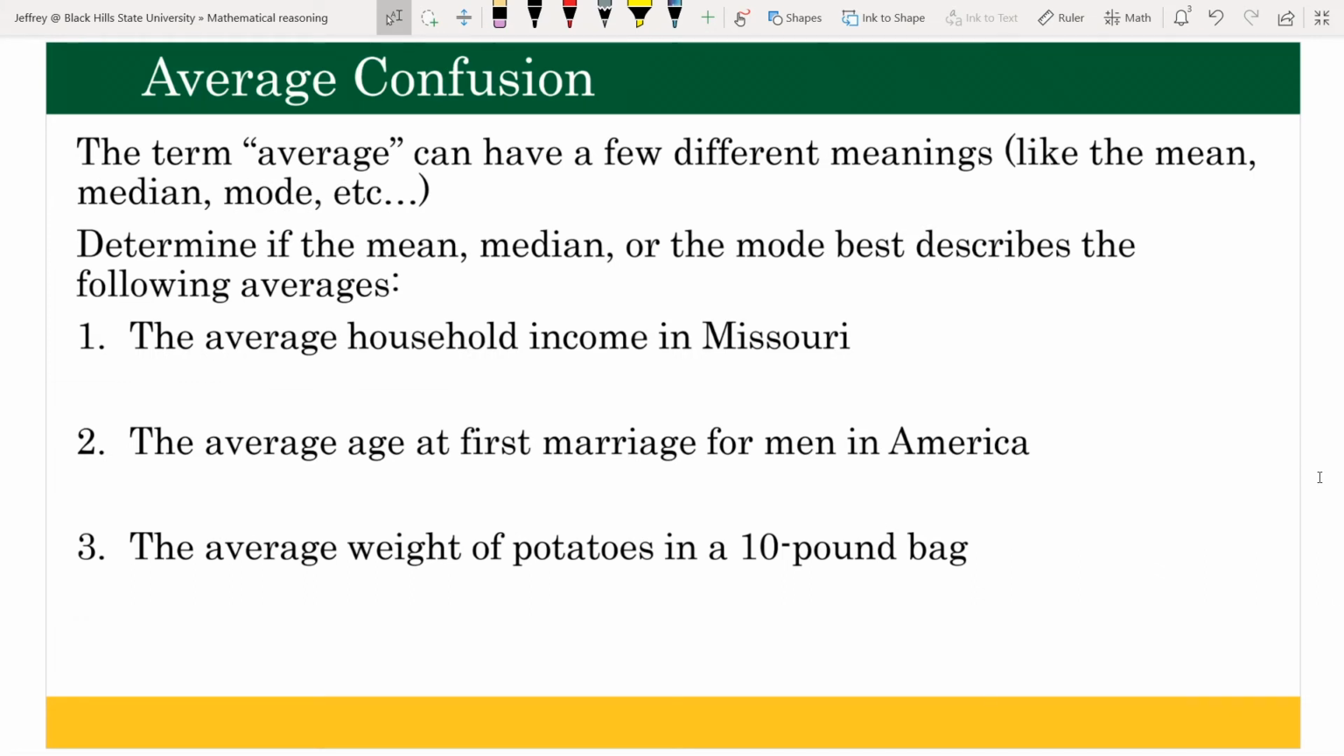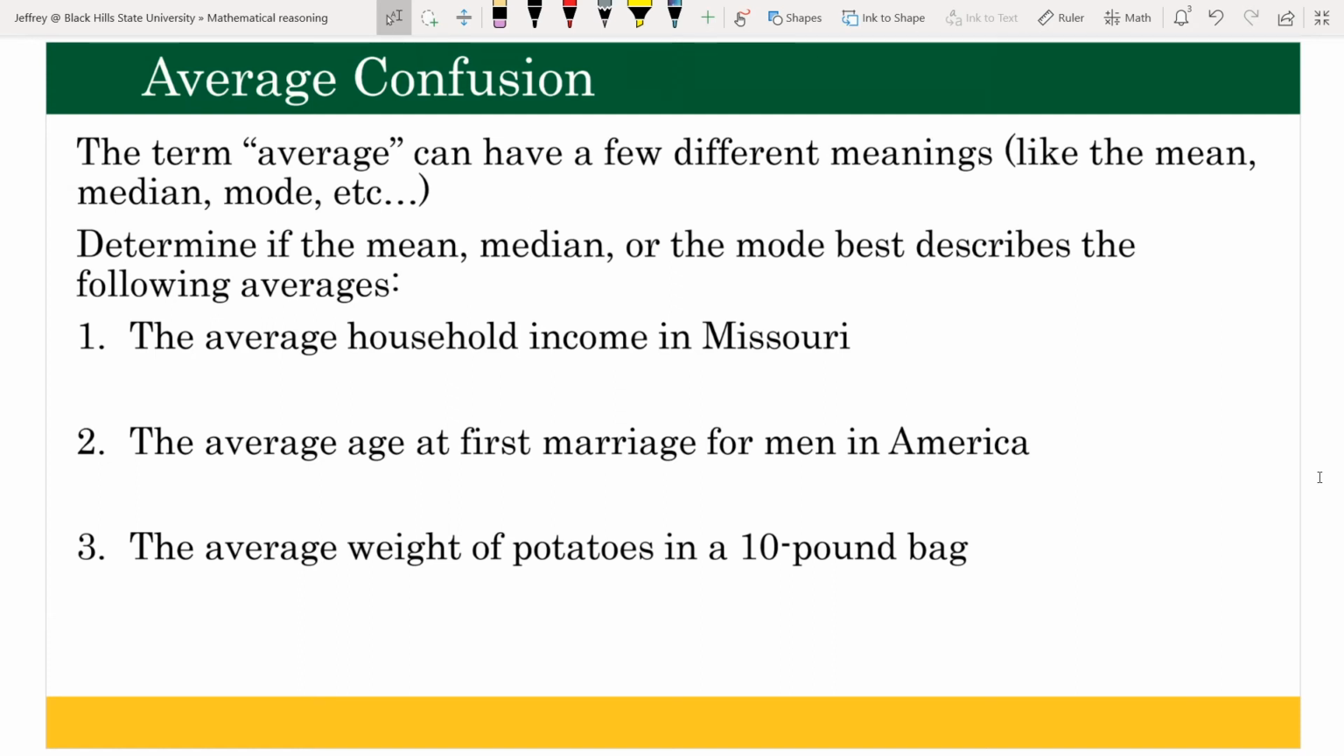So average gets used quite a bit, and in fact I actually used it earlier in this video. And what's confusing about the average is it has different meanings depending on the context of what you're looking at. Average can actually represent either the mean, median, mode, or other measures of center not talked about in this section. So what we're going to do is determine if the mean, median, or the mode is going to be the best measurement for the following averages.